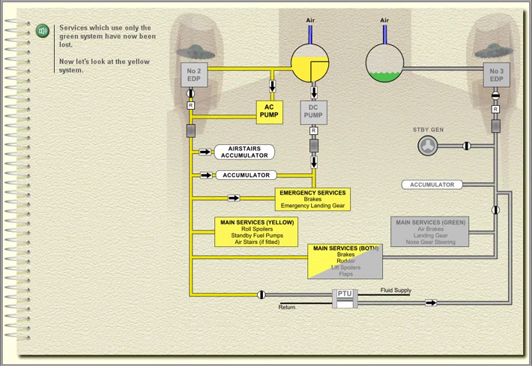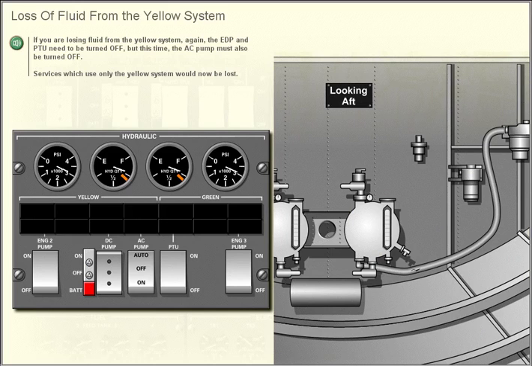Now let's look at the yellow system. Loss of fluid from the yellow system. If you are losing fluid from the yellow system, again the EDP and PTU need to be turned off. But this time the AC pump must also be turned off.